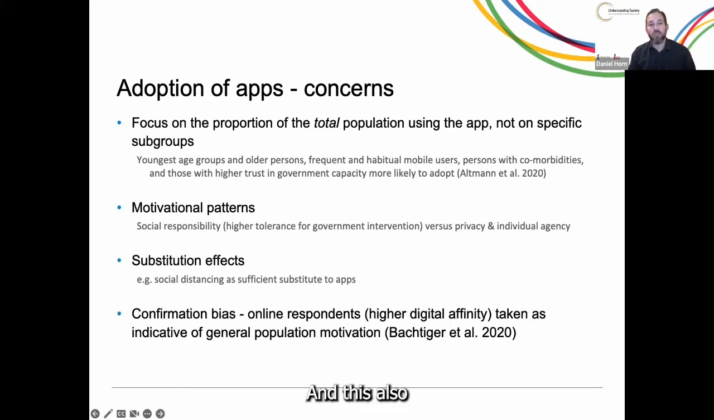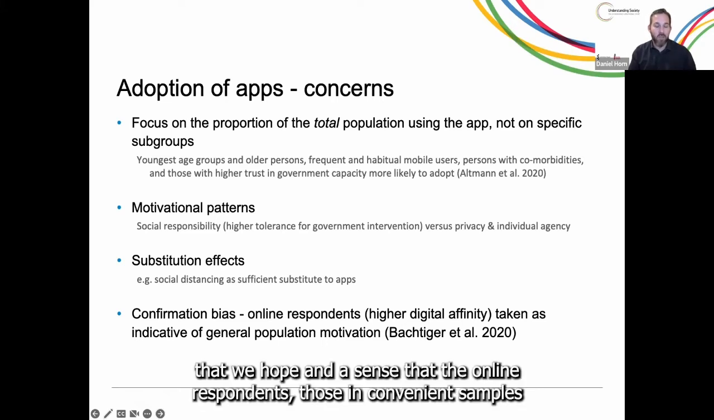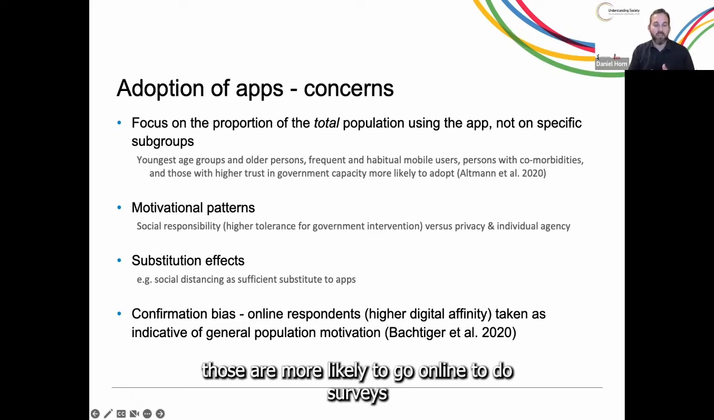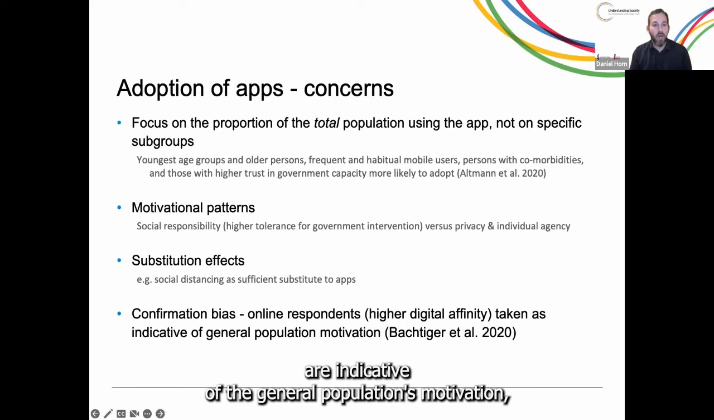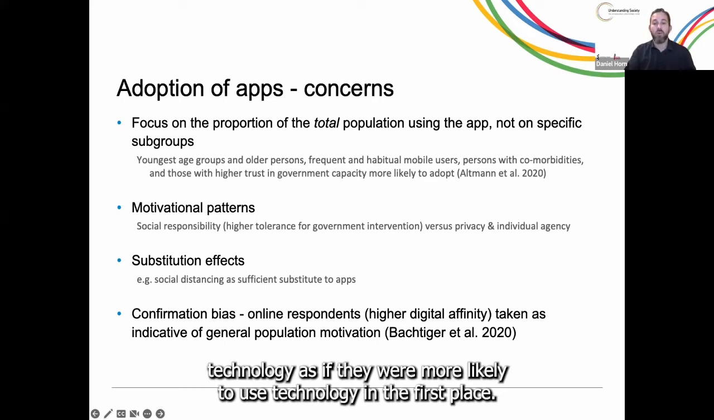And this also merges with a sort of confirmation bias across society, that we hope, in a sense, that the online respondents, those in convenience samples, those who are more likely to go online to do surveys, are indicative of the general population's motivation, which is a pretty significant jump. We assume that those who do not use technology would download an app and use that technology as if they were more likely to use technology in the first place.